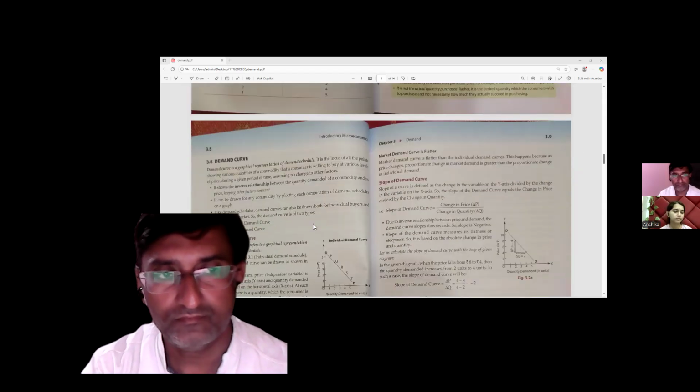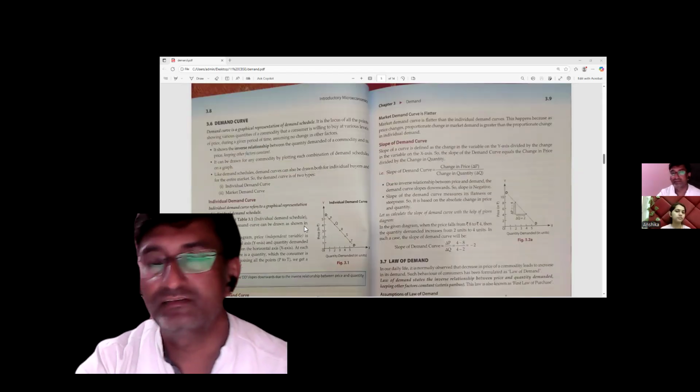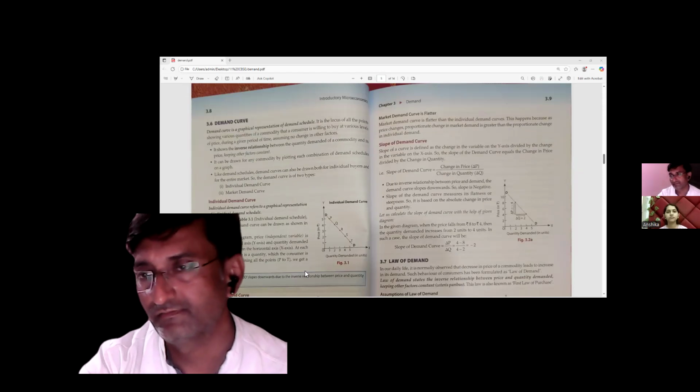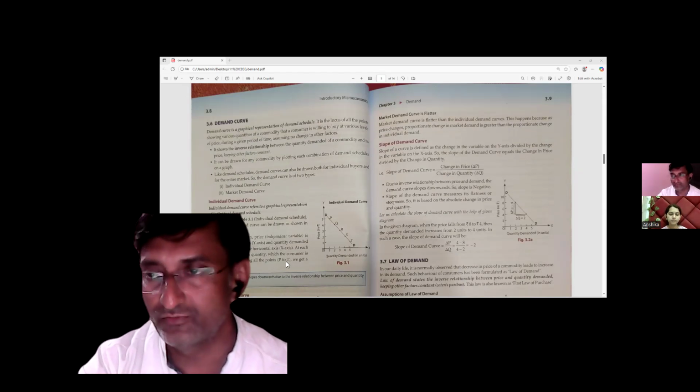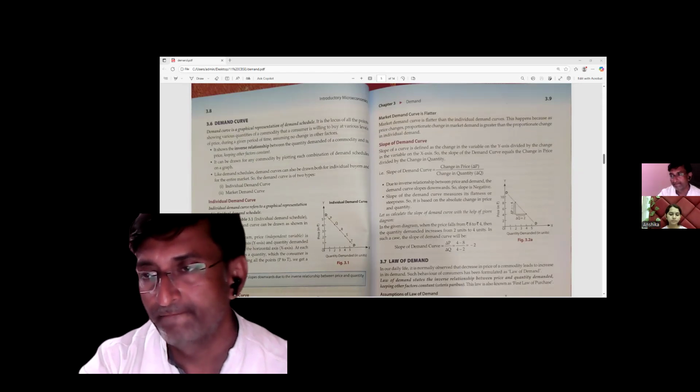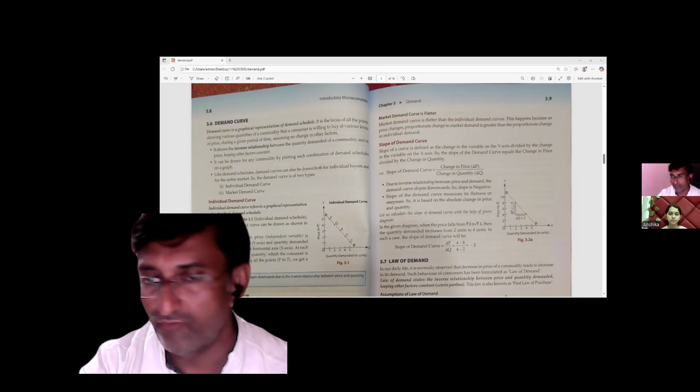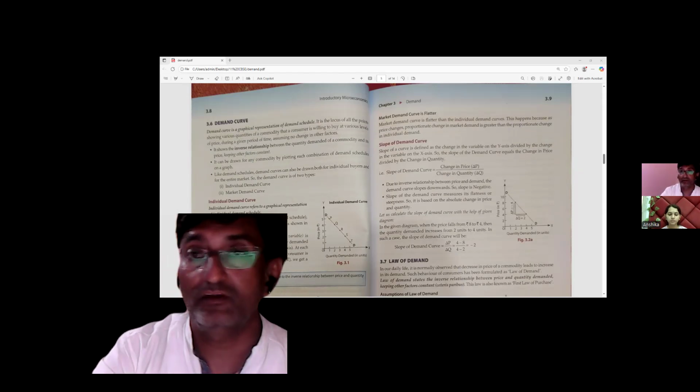Again, what is the meaning of demand curve? This is the most important part of demand. From this chapter, the demand curve will be asked in the examination most of the time: in the objective, in the short note, in the true or false, everywhere there will be a question on the demand curve. Now let's see what the meaning of demand curve is.